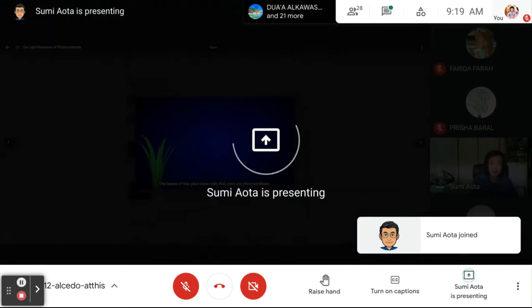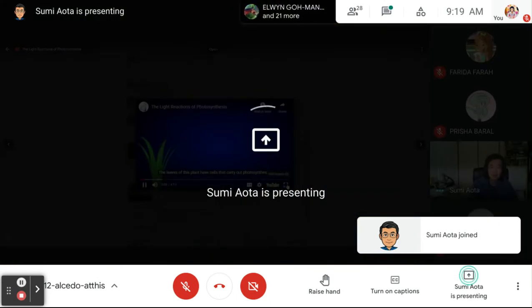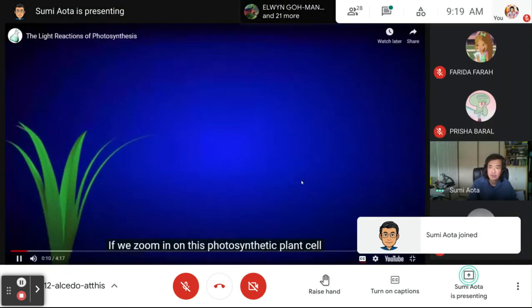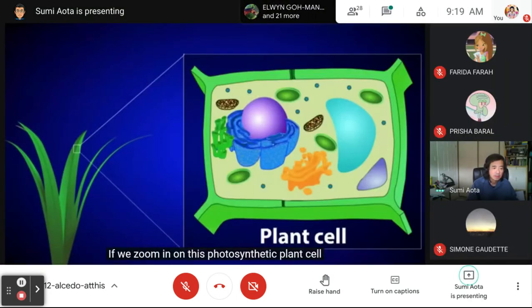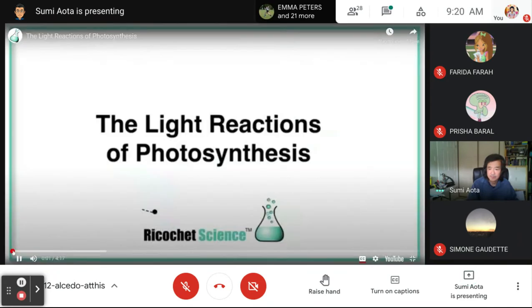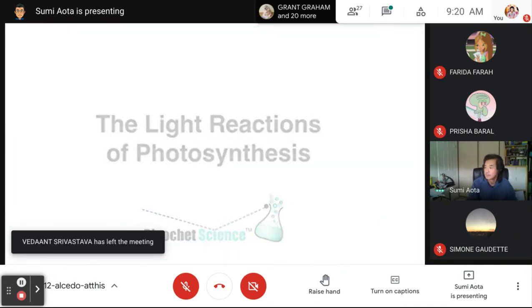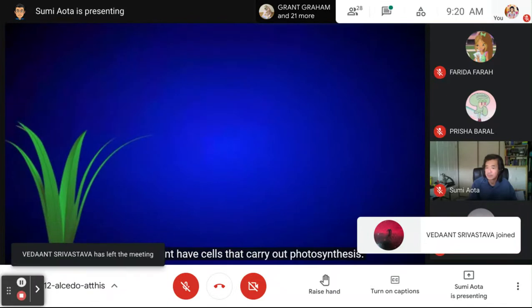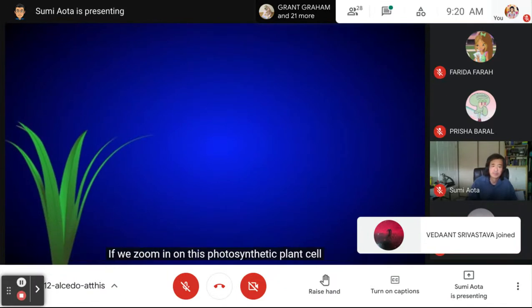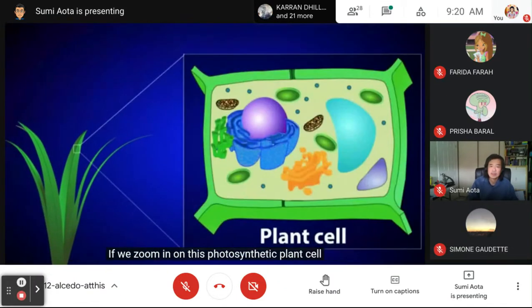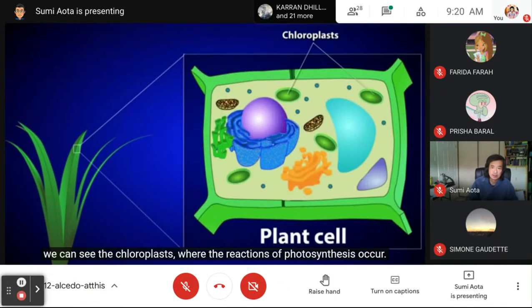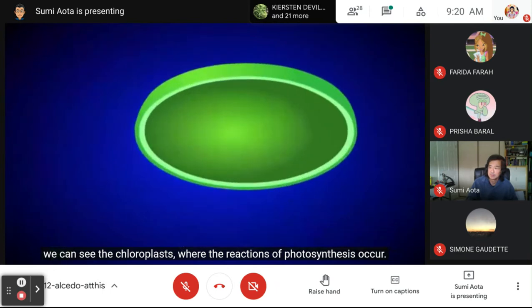Plants have cells that carry out photosynthesis. If we zoom in on this photosynthetic plant cell, we can see the chloroplast. The leaves of this plant have cells that carry out photosynthesis. Zoom in on this photosynthetic plant cell, we can see the chloroplast, where the reactions of photosynthesis occur.